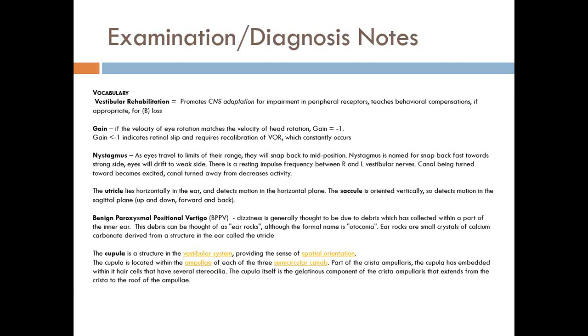So gain, let's talk about gain. Gain is the velocity of eye rotation, and if it matches the velocity of your head rotation, then gain is equal to minus one. If your gain is less than minus one, it indicates a retinal slip and requires recalibration of the vestibulo-ocular reflex, which constantly occurs.